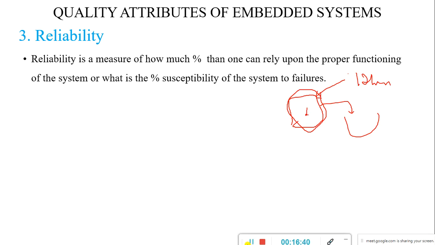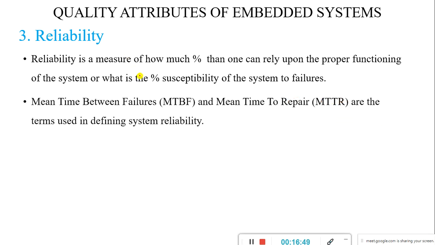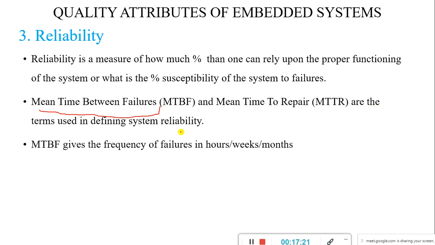So the customer always looks for a good reliable product, and this is very important on the shoulders of embedded system engineers. Now another important point: how do you measure reliability? Reliability is measured with two important factors, mean time between failures, which is the average time between failures, and mean time to repair, which is the average time for getting it repaired. MTBF and MTTR are the two terms used in defining system reliability.